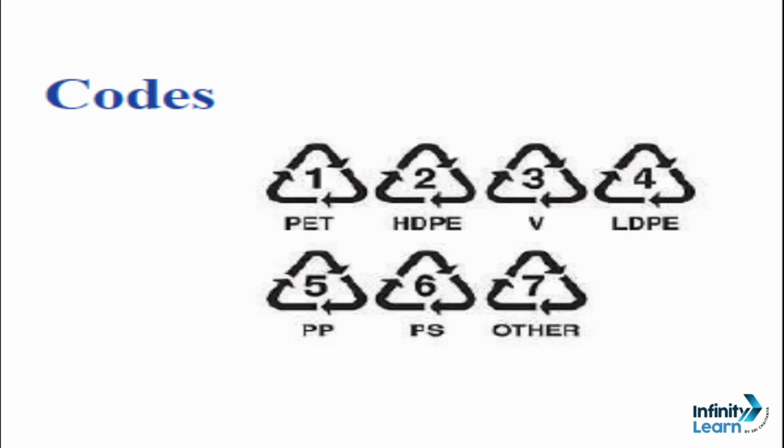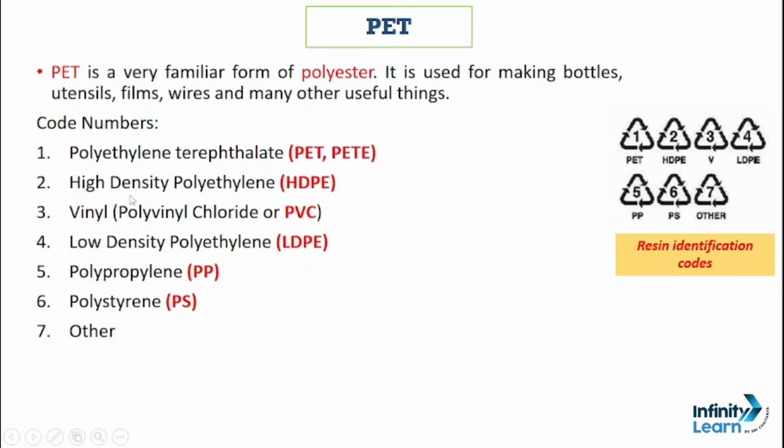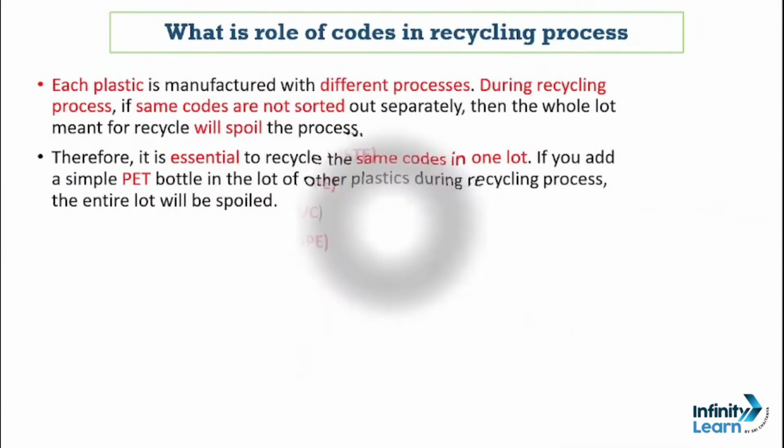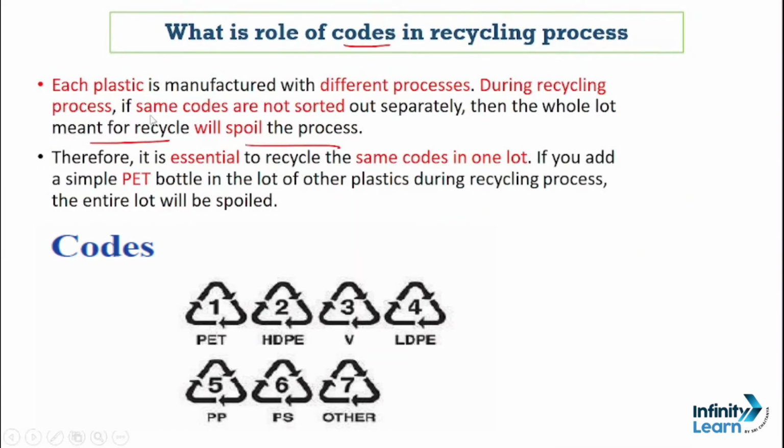So they are talking about these codes like this. These are your resin identification codes. Basically, these are the type of plastics that we use in our day-to-day life. We will talk about this just after completing this topic. So try to use the same type of codes because it will be very helpful in recycling these plastics. Therefore, it is essential to recycle the same codes in a lot. If you add a simple PET, what is this PET?